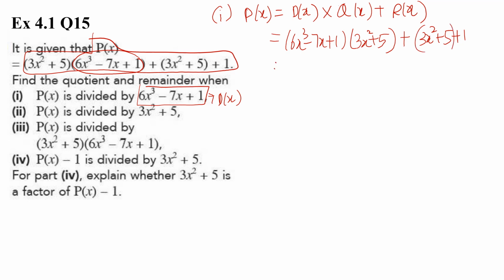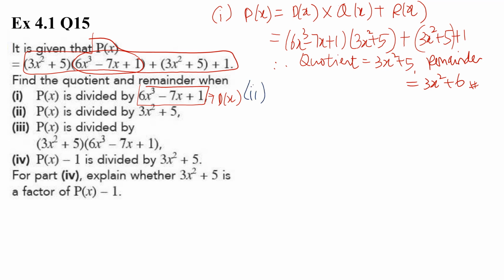Okay, so therefore here we can say that the quotient is equals to your 3x squared plus 5. Then your remainder will be equals to your 3x squared plus 6. Okay, so part 1 is relatively alright. Part 2 is a bit challenging because now your 3x squared plus 5 becomes your divisor.